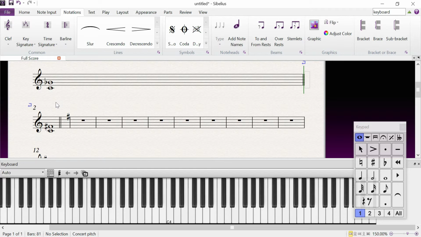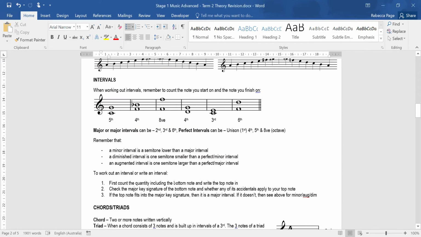So that's the main part where you'll find diminished and augmented intervals. The rest will really usually be major or perfect or minor intervals. Just remember to always start with the major key signature rather than looking at any of the minor key signatures.